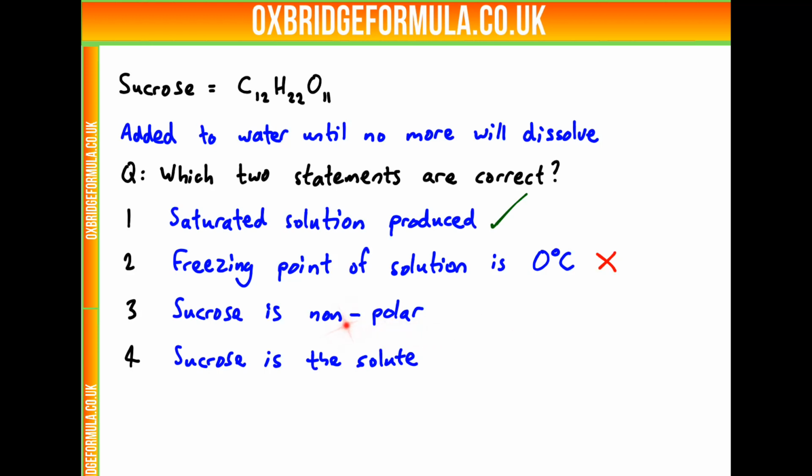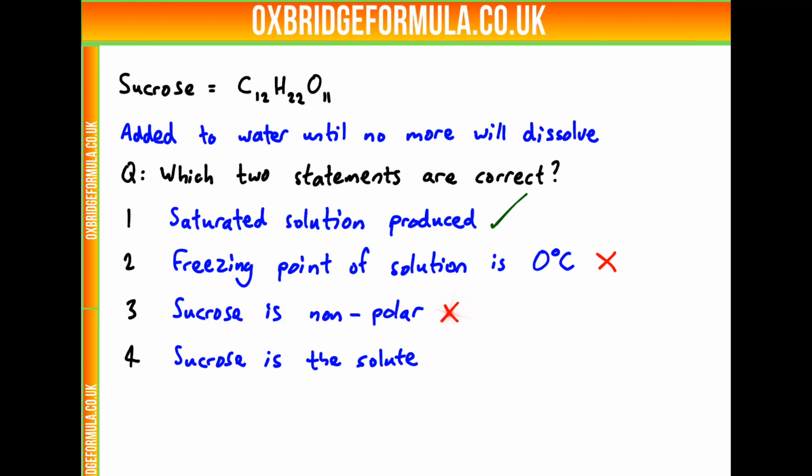Then statement 3 says that sucrose is a non-polar substance. Is this true? Well, let's look at the formula, C12H22O11, and we might know that sucrose is a sugar. And so we have lots of oxygen atoms, and we know oxygen is electronegative. And so we can assert that we're going to have some polar bonds, for example, alcohol groups on this molecule. And so we can imagine that overall there will be a dipole moment for this molecule. And so we can say that sucrose will actually be a polar molecule. So this one is not true.